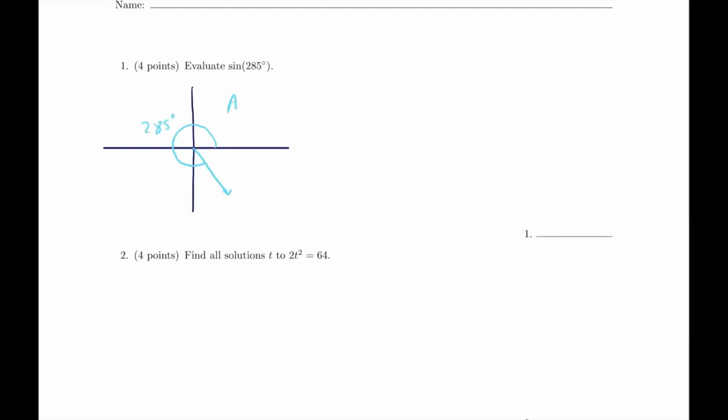And we know from the All Students Take Calculus acronym that only cosine and secant are positive in the fourth quadrant. So sine will be negative. So we can say sine of 285 degrees is equivalent to a negative sine of its reference angle. The reference angle is this angle right here.